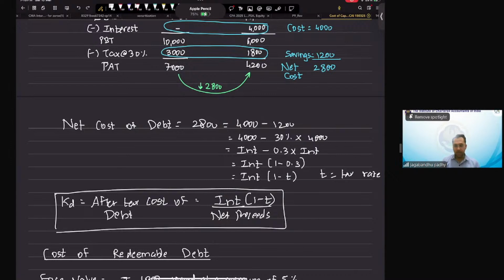Okay, so with that, let's just take a break right now. Break of 15 minutes. We'll come back and then take up the cost of preference shares and also discuss something about the YTM method of calculating cost of debt. Okay, let's take a break.